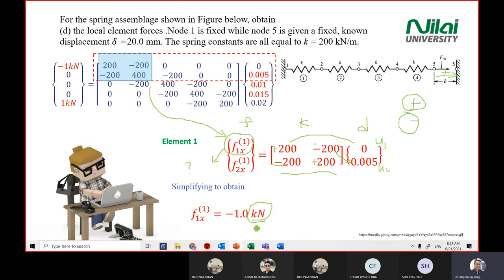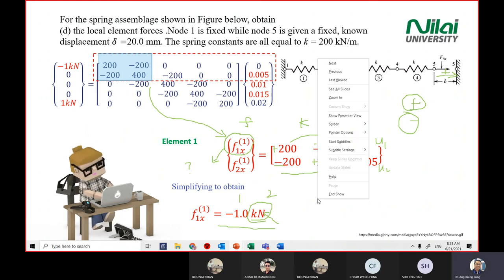Just now Sue gave us the answer negative 1 without the unit. If this question comes out in the test or exam and you only give me the magnitude, let's say it is 2 marks, you only get 1 mark. The unit is always important for engineering. So be careful, and make sure you understand why we get kilonewton here. All right.